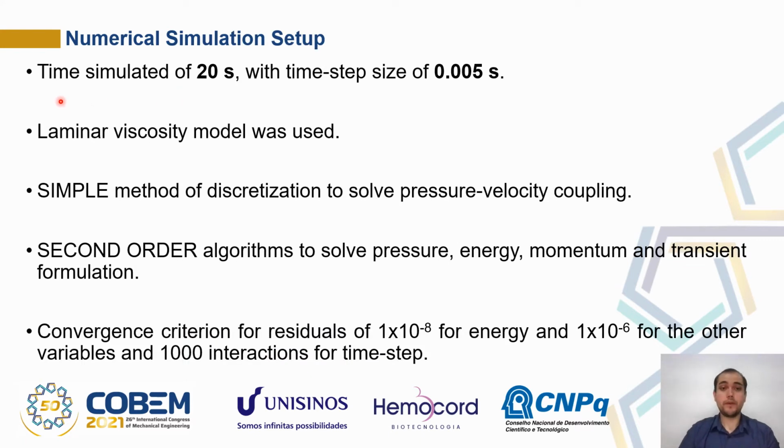So we create a setup to simulate 20 seconds with a time step size of 5 milliseconds. We use the laminar viscosity model, a simple method of discretization to solve pressure-velocity coupling, and a second-order algorithm to solve pressure, energy, momentum, and transient formulation. And as the convergence criterion, we use the residuals and the number of iterations per time step.